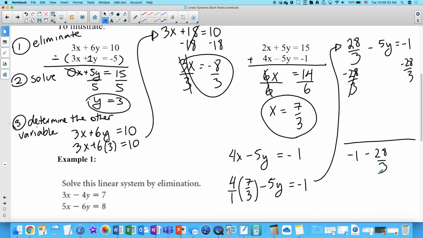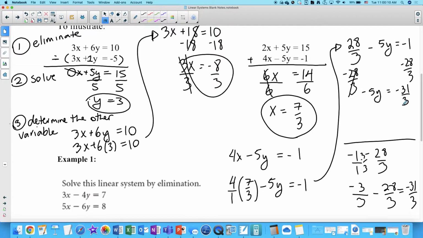Yeah, denominator's the same. So this is now over 1. Okay, so what's my least common denominator? 3, yeah. So I have to essentially multiply this by 3 over 3, right? So it's going to become negative 3 over 3 minus 28 over 3, and that's negative 31 over 3. Okay, so what I end up with is negative 5y equals negative 31 over 3.